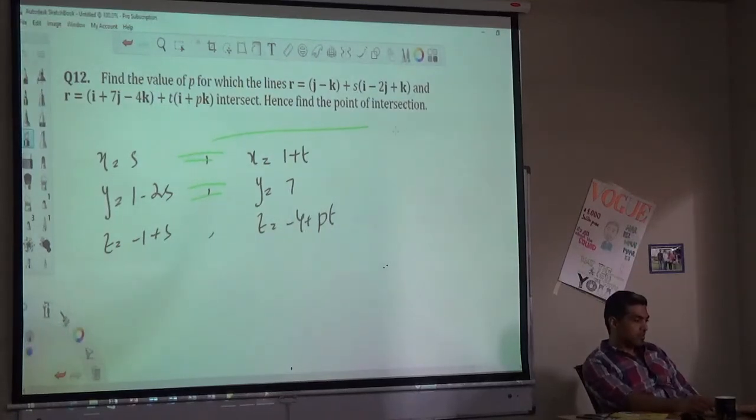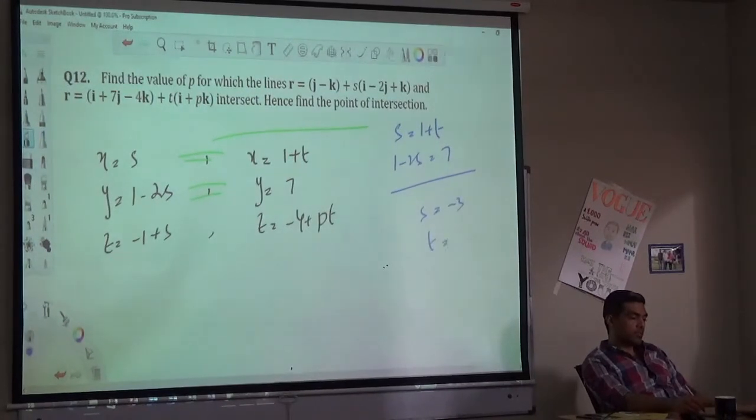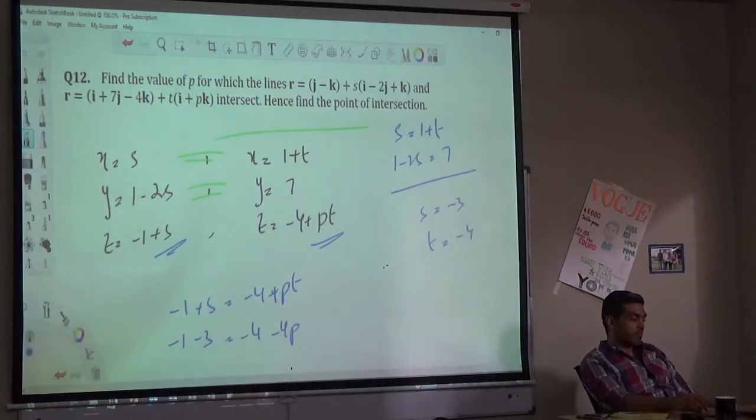So t is minus 4. s minus 1 minus 0 is 7, so s equals minus 3 and t equals minus 4. Okay, so when you plug them here, you should get the same values. We already know that they should be equal. So minus 1 minus t is 0.